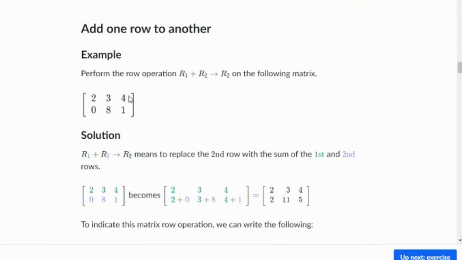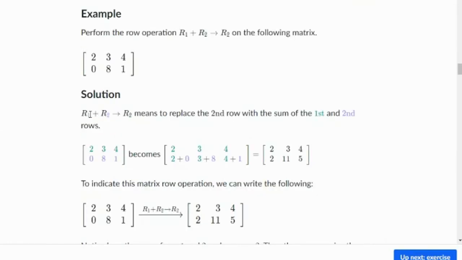And this is the adding one row to another. So if you see R1 plus R2 becomes R2, it means replace the second row with the total sum of the first and second rows added together.